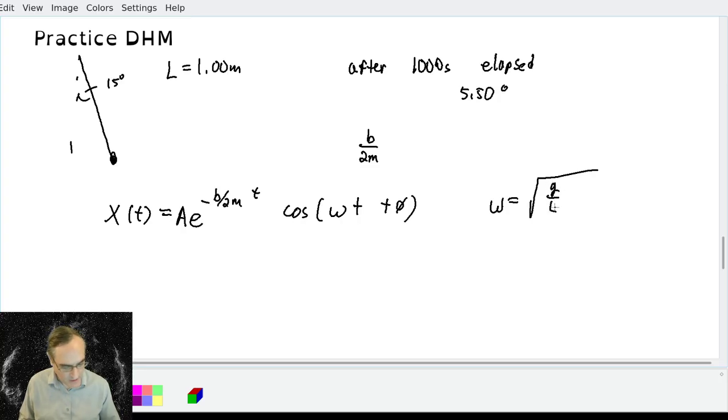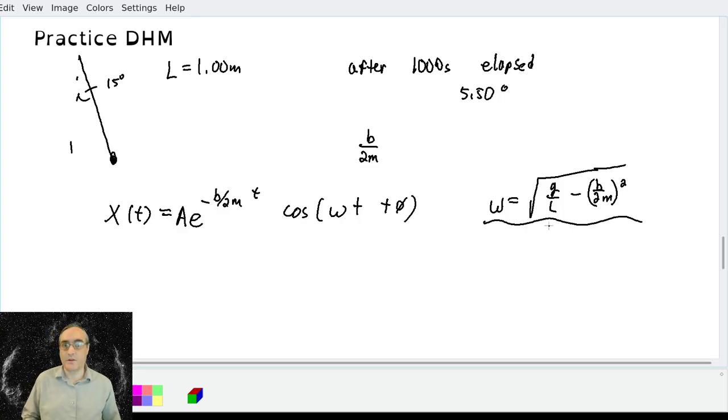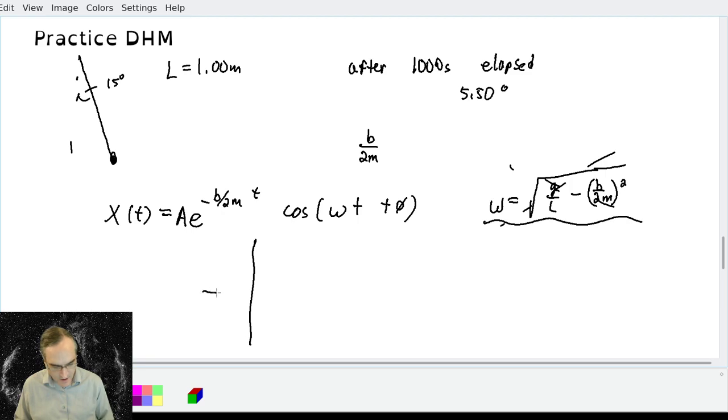expression, something like g over L minus, I think it would be something like b over 4m, or b over 2m squared maybe? I don't know. The truth is we don't need this part, so I could go and look it up on the formula sheet if I need it, but we're not going to need it here. Now the question is, well, why the heck not? Okay, well, let's talk about that.